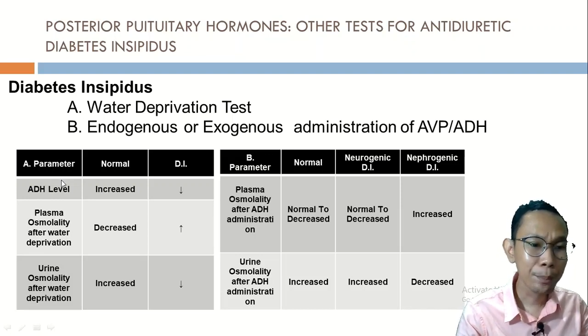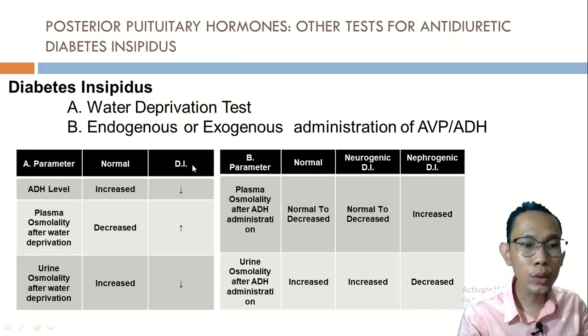Parameter, parehas pa rin kanina. ADH level, plasma osmolality, and urine osmolarity. ADH level, sa normal na individual, it should be increased. Pag meron kang diabetes insipidus, baba. Kasi nga, wala kang ADH level. Could be may deficient or resistant ang iyong ADH level.